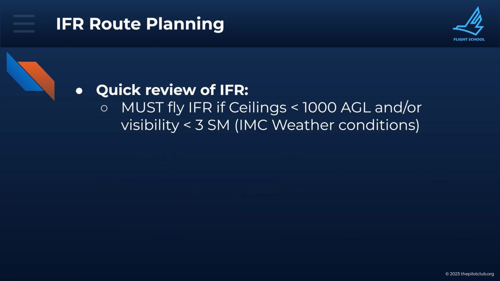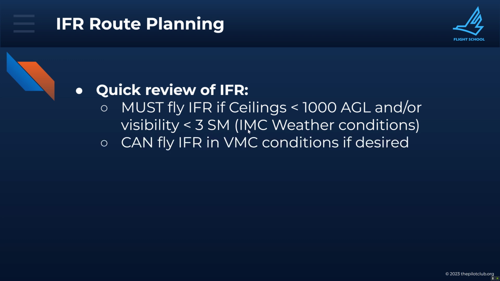All right, so quick overview of IFR. I spoke about that before. If the ceilings are less than 1,000 feet AGL, above ground level, and/or your visibility is less than 3 statute miles, you're in IMC weather conditions, which means you're going to be flying under IFR flight rules. You can fly IFR in regular VMC conditions if you want to.